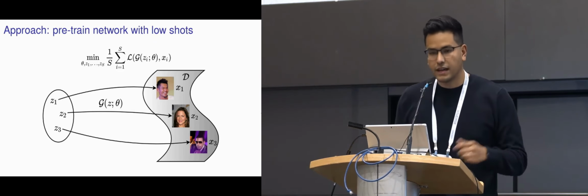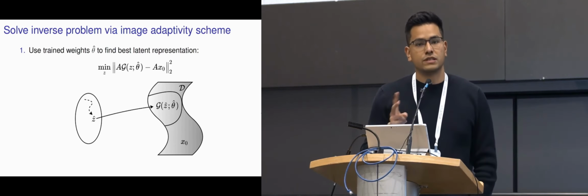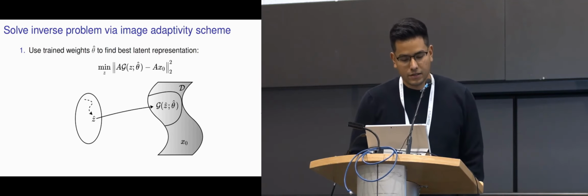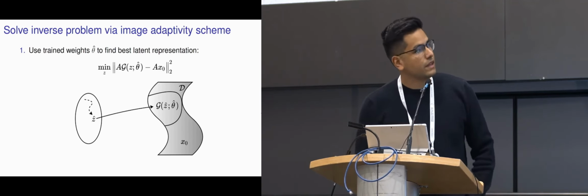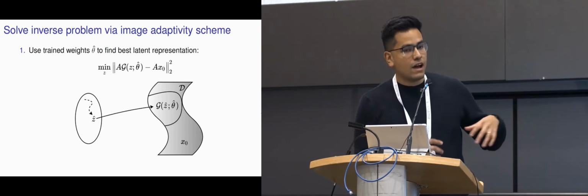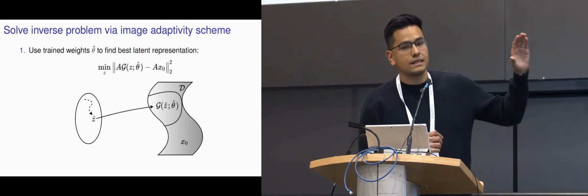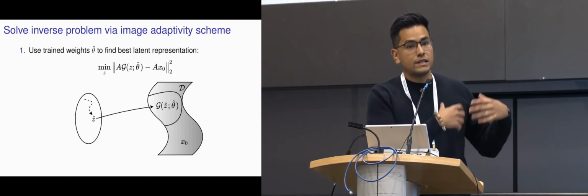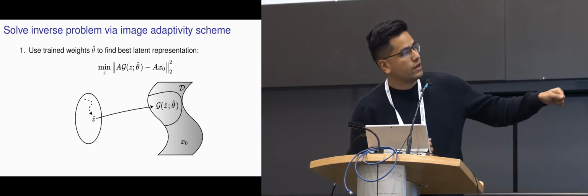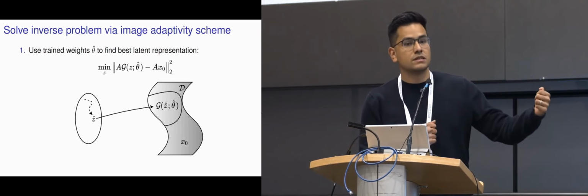And so once we've done that, how do we solve the inverse problem? So what we first propose to do is do it via a two-step process. This is called the image adaptivity scheme. Right? So this is recent work by Hussein et al. that showed this worked pretty well for GANs. So what we're going to do is now we have our pre-trained model. So we're first going to try to find the best latent representation with the weights we already found. Right? So we're basically trying to solve this optimization problem here. We're trying to find the best latent code that gives us an output that's most consistent with the measurements that we have.